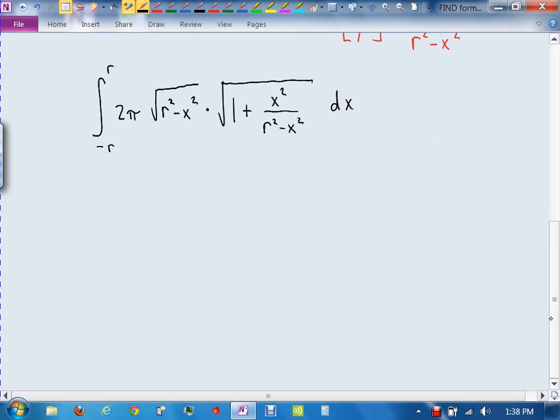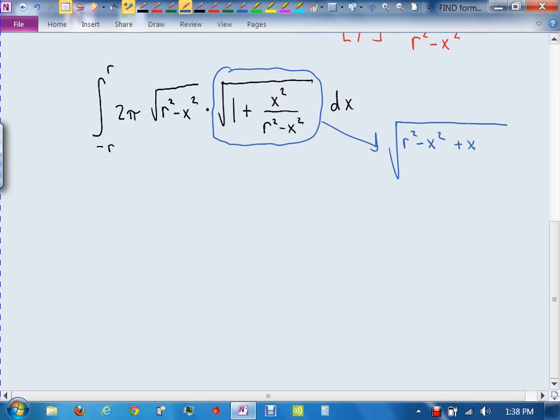I think just to save some time, I'm going to take this piece right here, everything in this root, and work on it right over here real quick. I have square root of my common denominator gives me an r squared minus x squared plus x squared all over my common denominator. Is everyone comfortable with how I did that? Yeah?